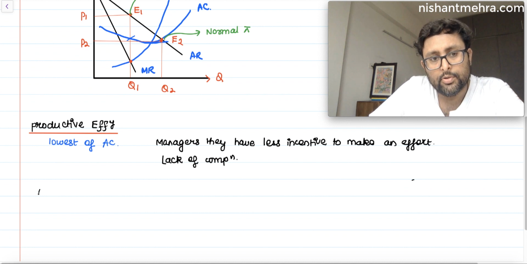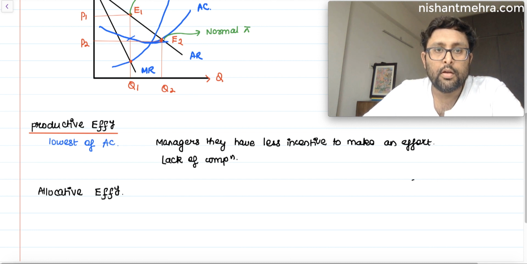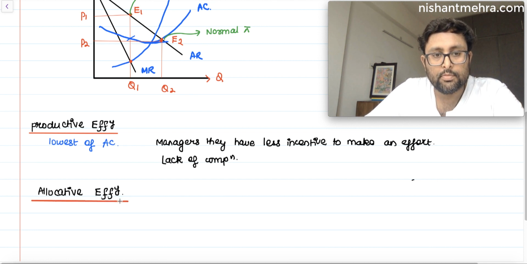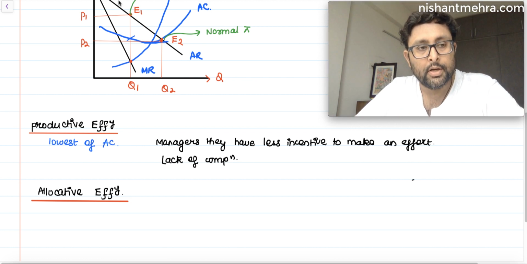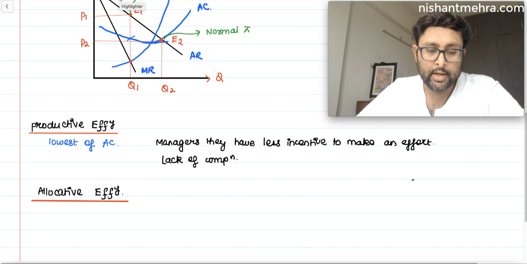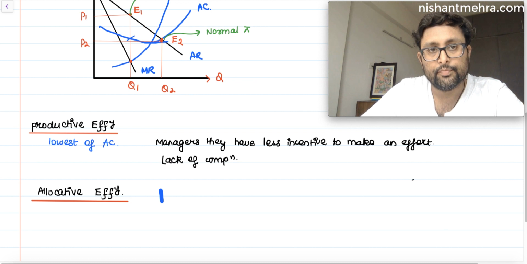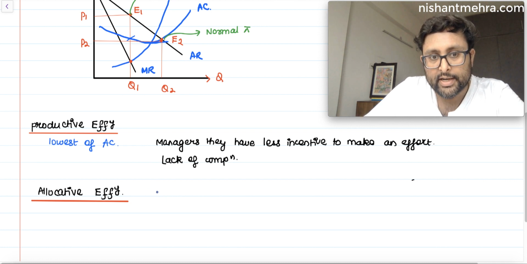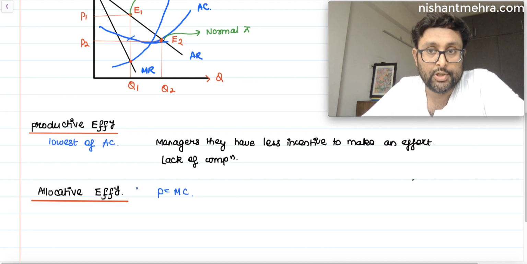Now, let us talk about allocative efficiency. Allocative efficiency means what? That is, you're neither producing too much nor too little, right? You're not producing more than the perfectly competitive producer, and you're not producing like a monopoly, right? So you're producing at the point where price is equal to MC. So that would make it allocatively efficient.